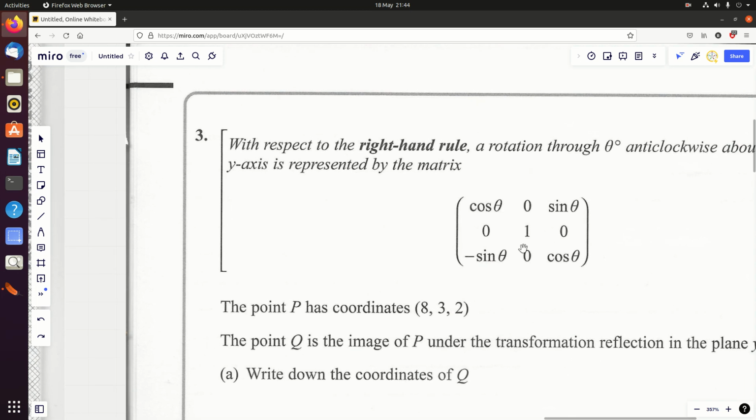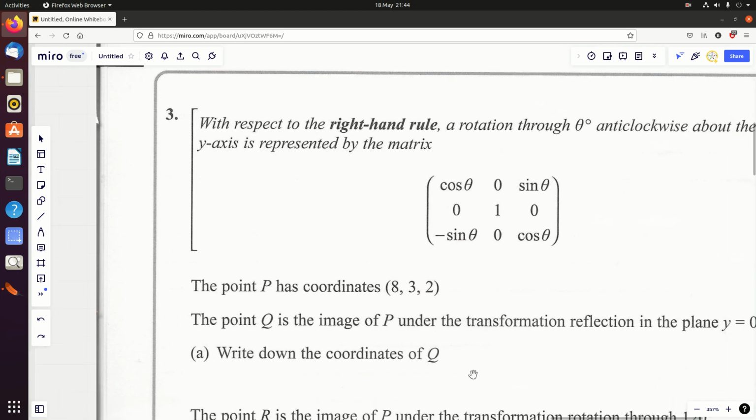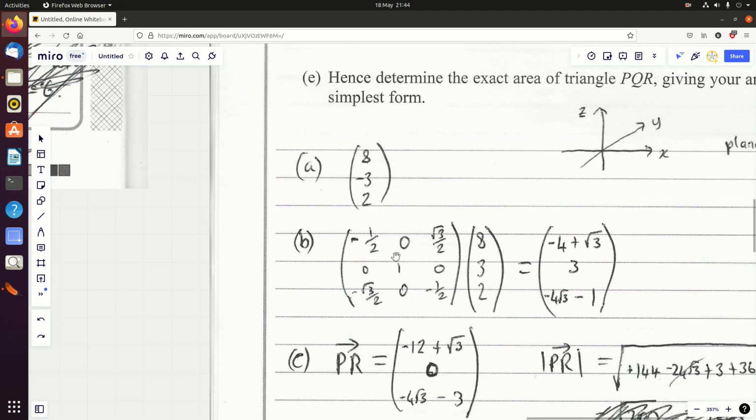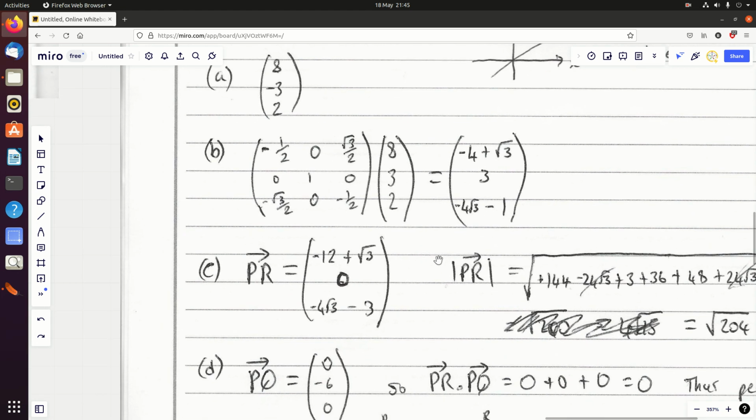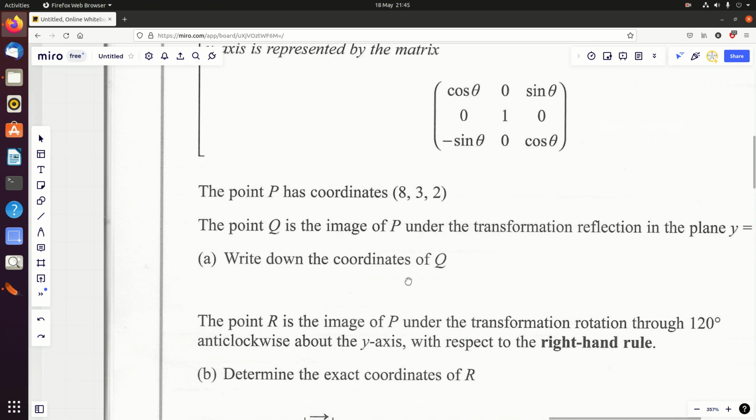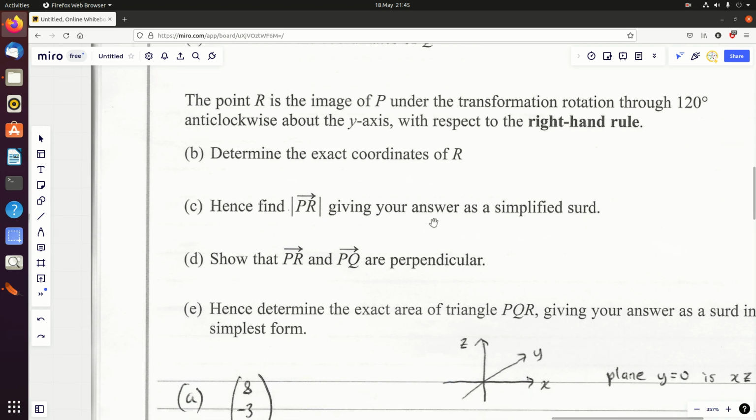I'm just going to plug in 120, making sure my calculator's in degrees, and work out what the matrix is. Then I'm just going to times it by this, and I'm going to be really careful. I think I did this in my head, so there's lots of room for error here. Minus 4 plus 0 plus √3, minus 4 plus √3, 0 plus 3 plus 0, 3, and then minus 4√3, 0, minus 1, minus 4√3, minus 1, and so I get that. I think I've done that right. Looks good on second inspection. Okay, so that was the exact coordinates of R.